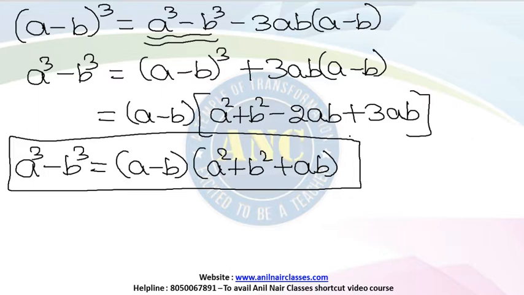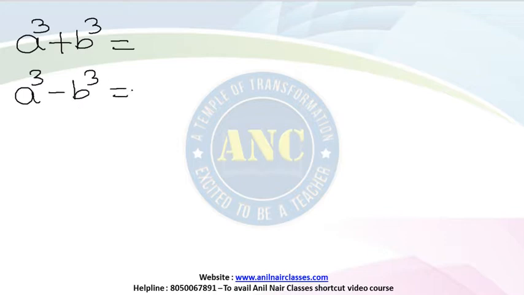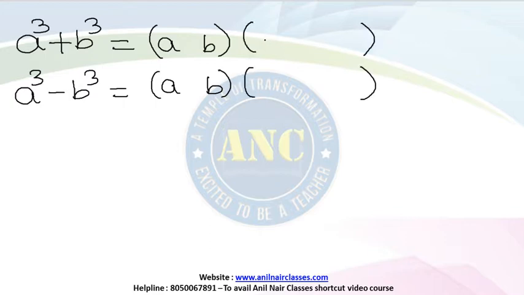Now, think a little logically, sir. How to remember these two in an easier format? Can I say that I want to find a cube plus b cube, or a cube minus b cube? Now, I know that it is a plus b or a minus b. Something is there. Let us not worry about the sign right now. So, it is either a plus b or a minus b. And in the second term, there are three terms. First term is a square, second term is b square, third term is ab. Don't worry about the plus or minus sign right now.